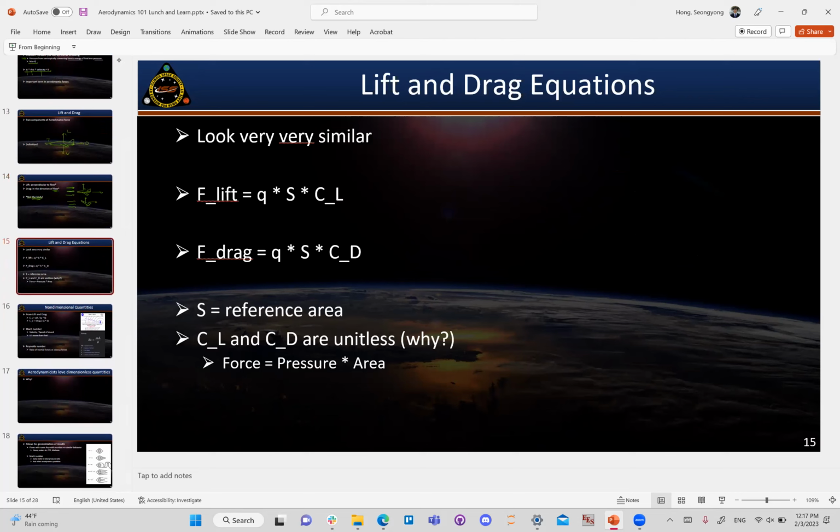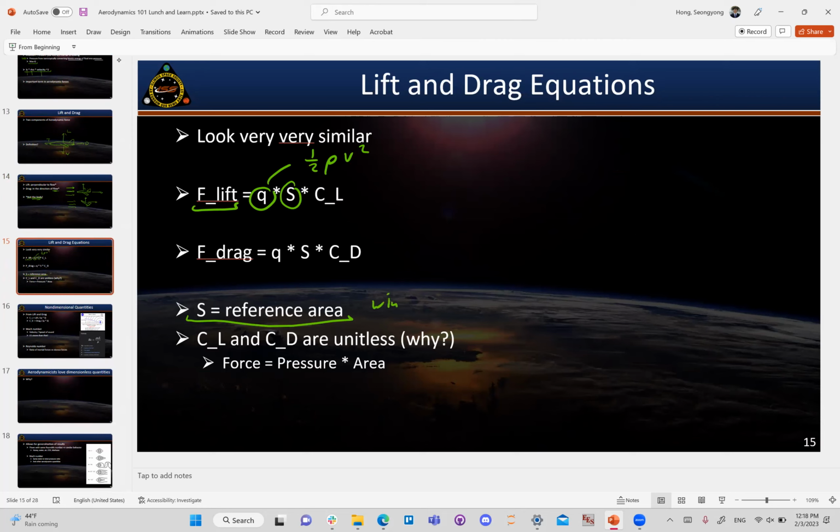So what is the magnitude of these forces? The force of lift is equal to the dynamic pressure, which I said was 1/2 rho times velocity squared, times something called a reference area. For wings, for aircraft, this is often the size of your wings: the wing area, your top-down view of your wing.